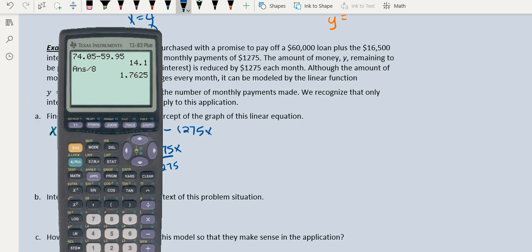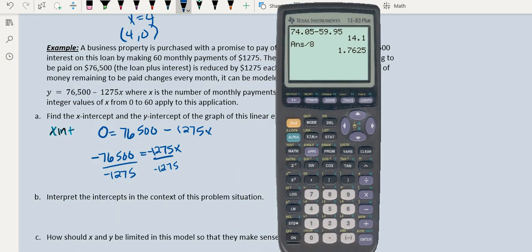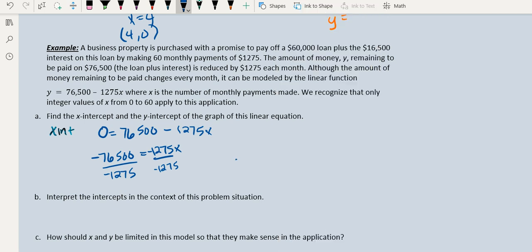Now we have to see how much that calculates to. So if we do our quick calculations, we have 76,500 divided by 1275, and we end up with 60. So x equals 60. Okay, so my x-intercept would be 60. All right, that's my x-intercept. Now I need to find my y-intercept.